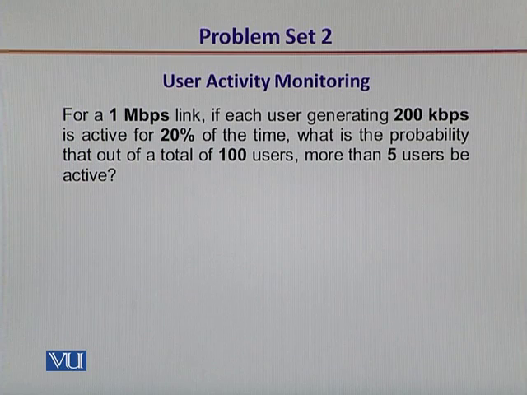Now, if you look at it critically, it is a binomial distribution problem because we are interested in the users either being active or not active.